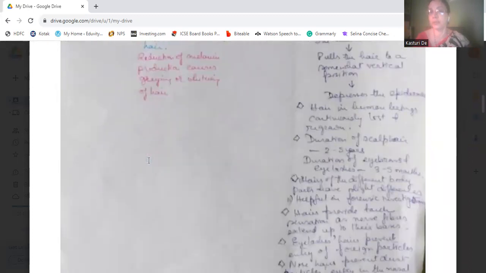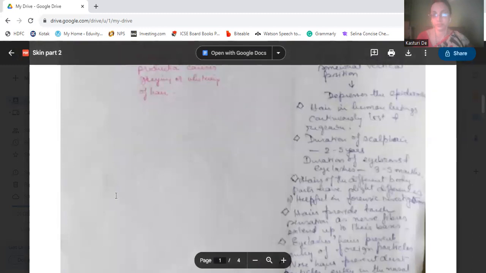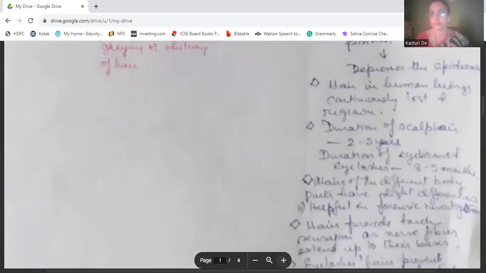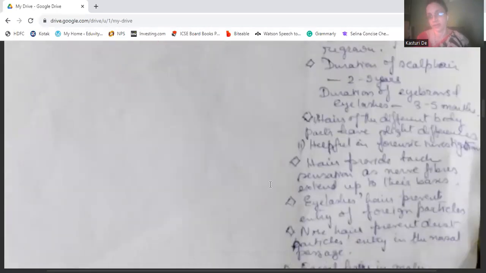Then in human beings, hair is continuously lost and regrown. But what is the duration of our hair? Mainly scalp hair, it is 2 to 5 years. The hairs of the eyebrows or eyelashes last 3 to 5 months only. Now, the hairs of different body parts have some slight difference. So different body parts of the human body have hairs, but they differ slightly. And this difference is helpful in forensic investigation.